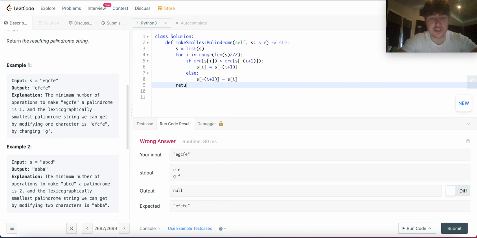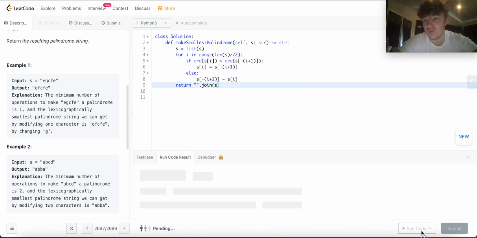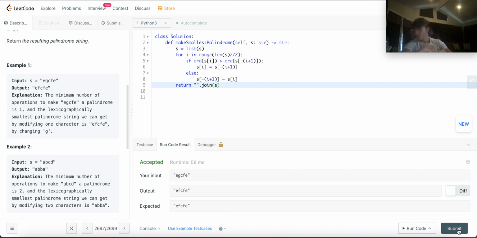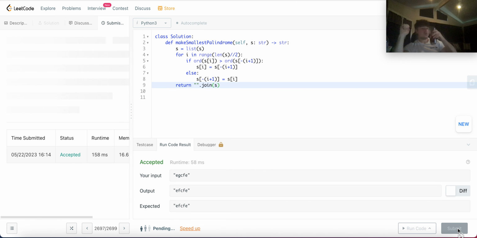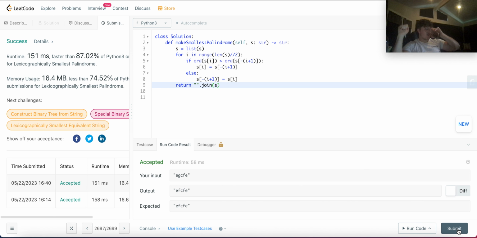And then at the end, we'll just turn this thing back into a string by hitting a little join and running that. Okay. Boom. Hit it. And there you go.